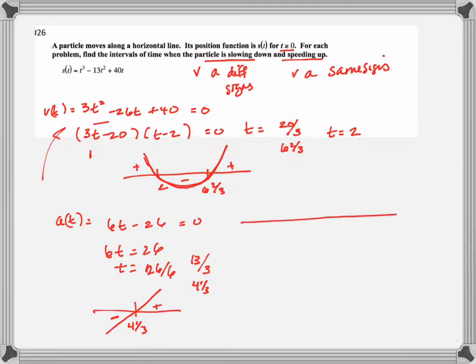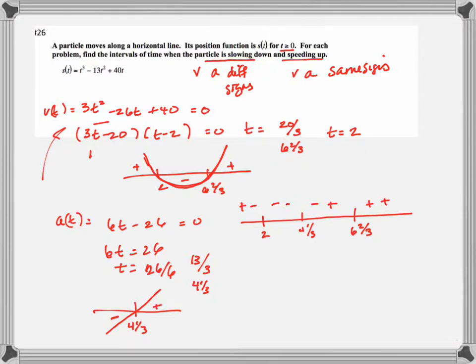So now on my sign chart, I've got 2, 4 1/3, and 6 2/3. Let's do the velocity first. The velocity before 2 is positive, after 2 it goes negative, and it stays negative until 6 2/3, where it goes back to positive. Acceleration is negative until it gets to 4 1/3, so negative, negative, and then positive, positive.